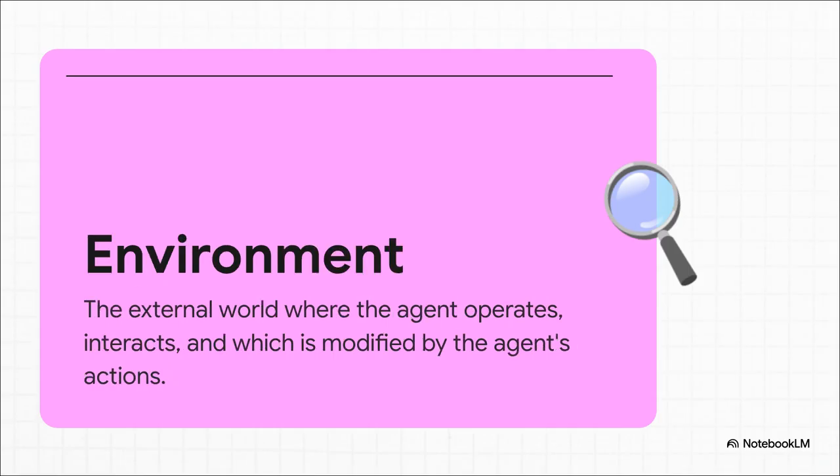And then you have the environment. And this is, well, literally everything else. Everything outside the agent. For that chess AI, the environment is just the board and the pieces. But for a car, the environment is insane. It's the roads, the other drivers, pedestrians, traffic signs, the weather, the whole shebang.